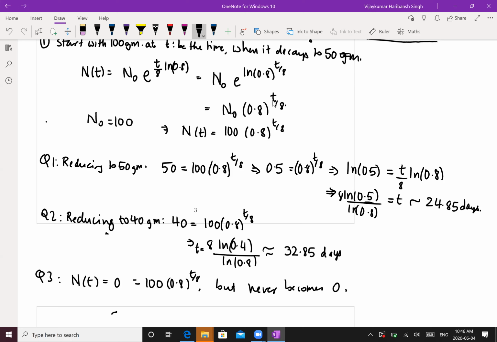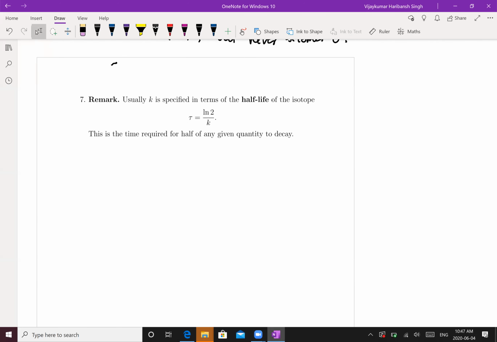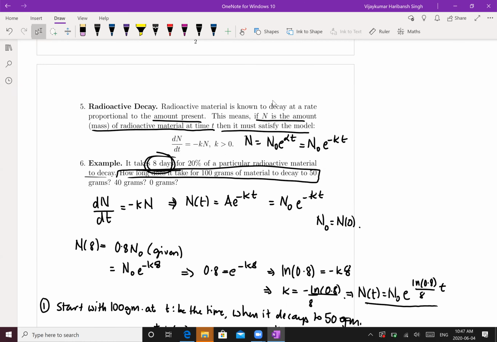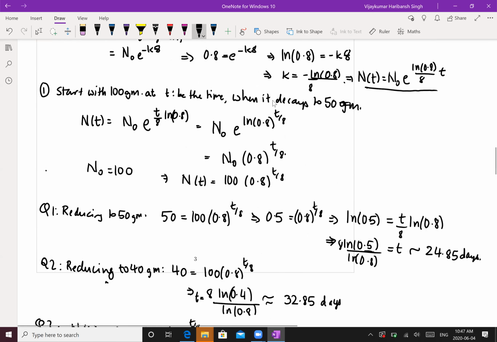Right. So let's move to the next problem. Usually the k is specified in terms of the half-life of the isotope, T equals ln2 by k. So you see, what is unique about radioactive material in this formula? The k here is unique, right? Because N0 is a starting amount. What is different about, say, uranium or plutonium, or for that matter carbon-14, the difference is in k. So the difference lies in k.